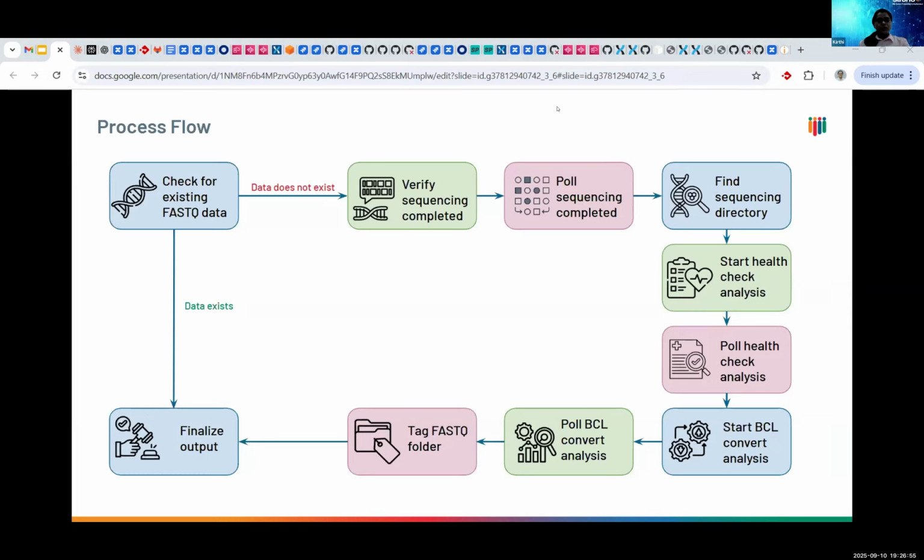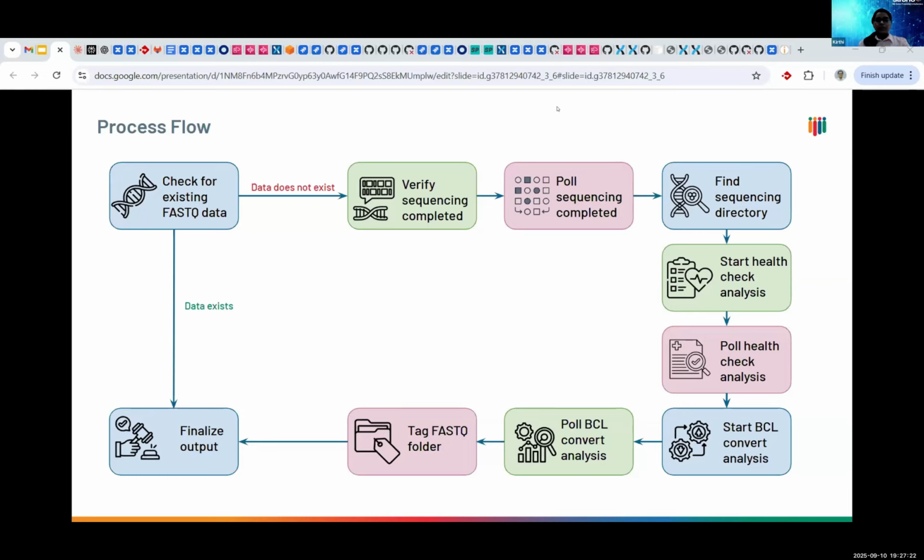Initially, the system checks for the FASTQ data. The system looks for the FASTQ data because if the files are already present, we don't want to duplicate the work and do the whole process again. So if the files are already present, we say that the data exists and we finalize the output. But if the files are not present, then the system moves on to the next step, which is to verify if the sequencing is completed.